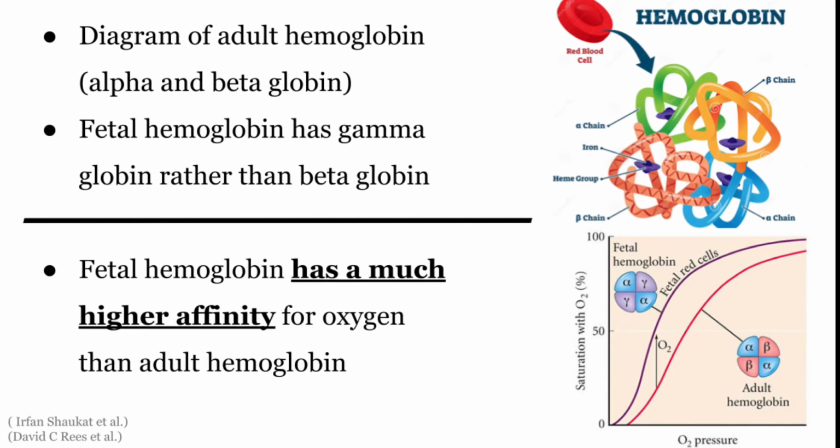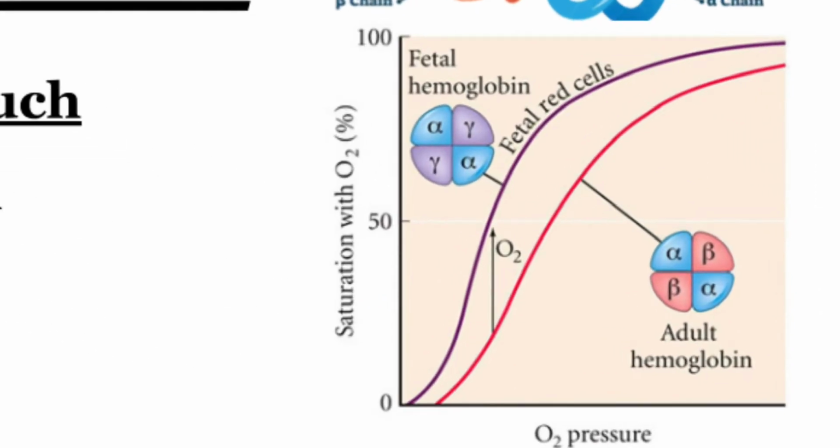But in fetal hemoglobin, the two subunits are gamma, while in adult hemoglobin, they are beta, as shown in the image. It should be noted that fetal hemoglobin has a very high affinity for oxygen. If you look at the graph, you can notice that the percent oxygen saturation is much higher in fetal hemoglobin and reaches 100%, while adult hemoglobin reaches only about 95%.